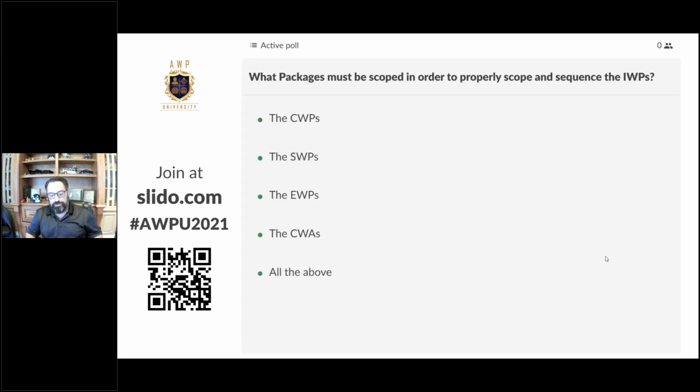All right. So what packages must be scoped in order to properly scope and sequence IWPs? Great question. So CWPs, they need to be scoped. They need to be scheduled. They need all the above in order to properly execute our SWPs. Yes, we need SWPs to set priority. We need SWPs to identify our execution strategies. So SWPs definitely need to be scoped first.